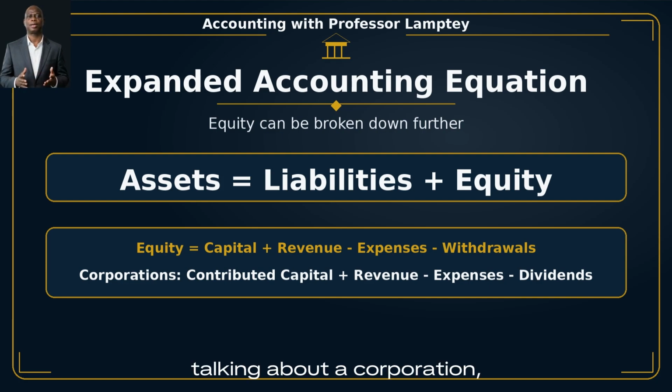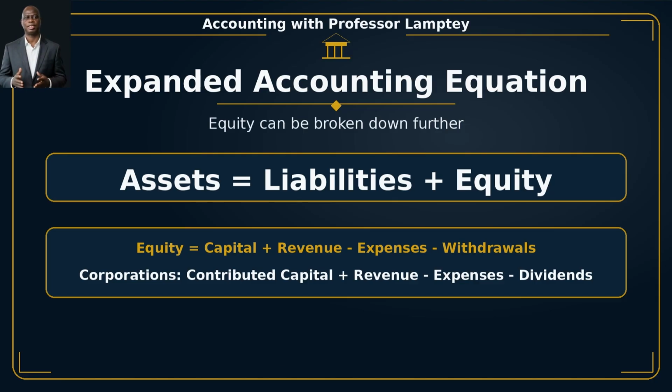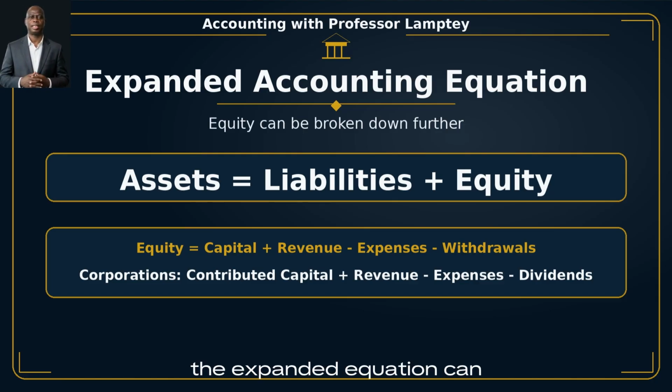If we are talking about a corporation, we usually use the word dividends instead of withdrawals. So for a corporation, the expanded equation can be shown as assets equals liabilities plus contributed capital plus revenue minus expenses minus dividends. Now let's make this practical.